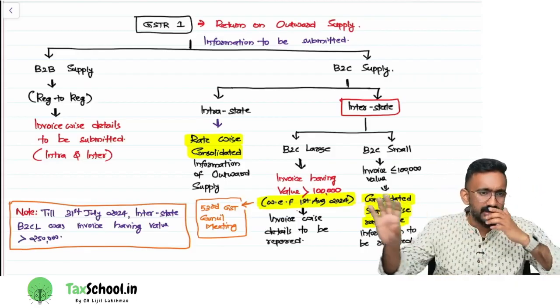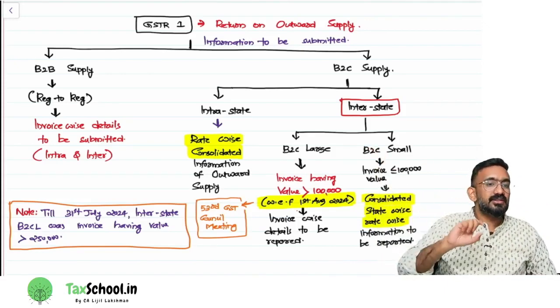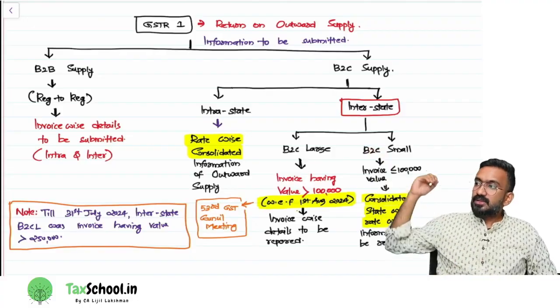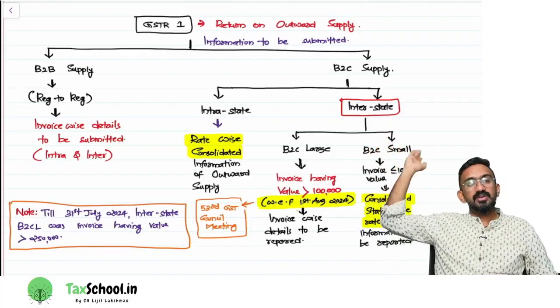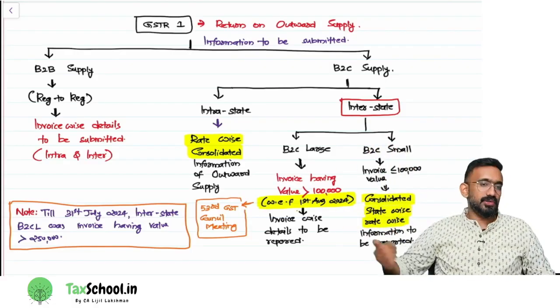Consolidate and then give one line information. That is enough. Then, if it is interstate, there's a slight amendment there. Interstate B2C are classified further for GSTR 1 into B2C large and B2C small.